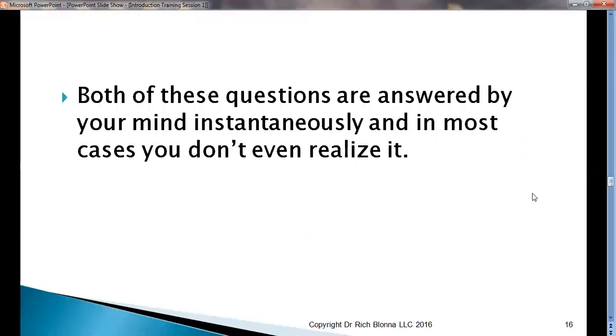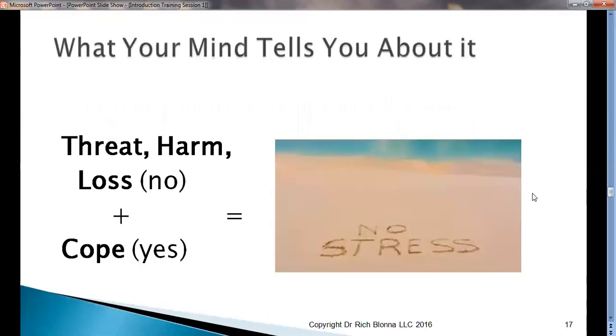Now, both of these questions are answered simultaneously in your mind. Your mind just looks at both of them and boom, boom, it makes a real quick determination and answers the questions. And it happens so fast that in most instances, you don't even realize that your mind has answered those two questions. Okay, so let's look at threat, harm, and loss and coping, and let's look at the answers to these questions.